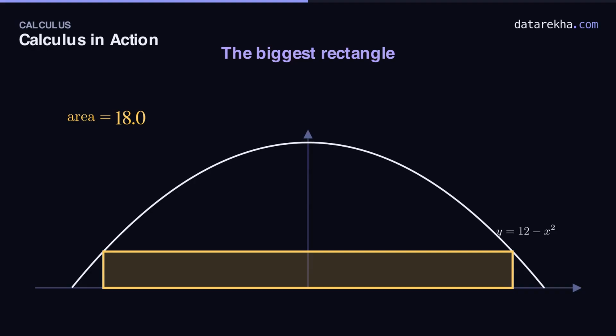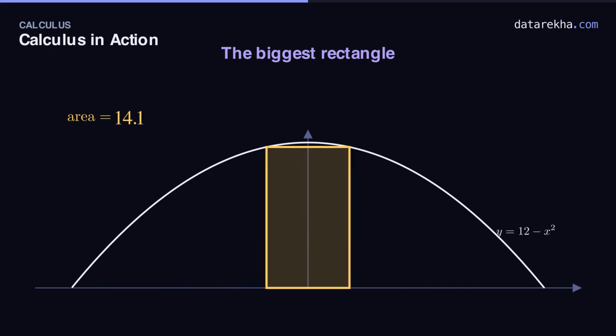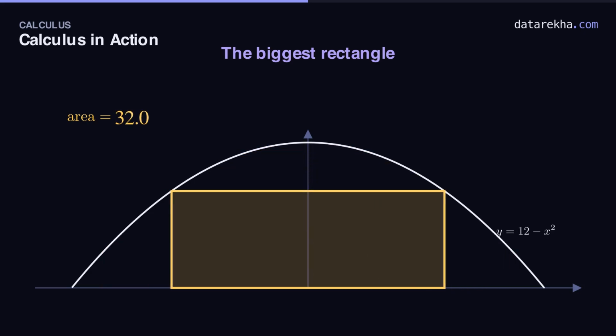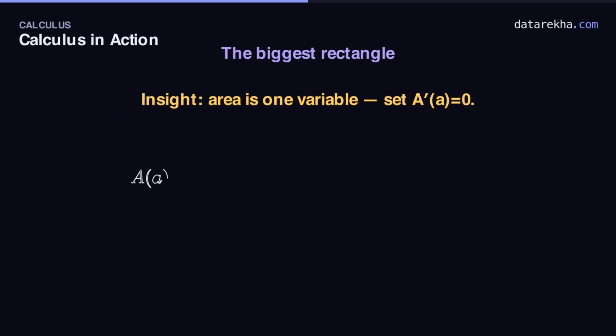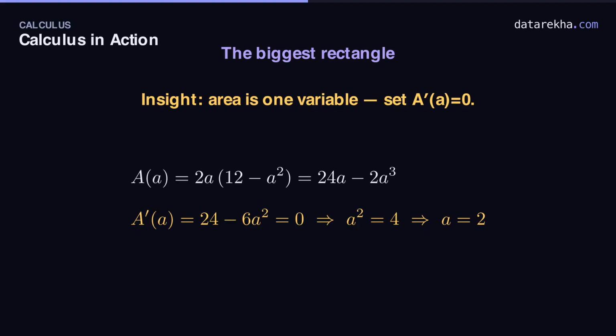Watch the area as it grows. Too thin, and there's no width. Too wide, and the height collapses toward the ground. The best rectangle is somewhere in between. Let's pin it exactly. The area is width times height, 2a times 12 minus a squared, which is 24a minus 2a cubed. One variable, so just differentiate.